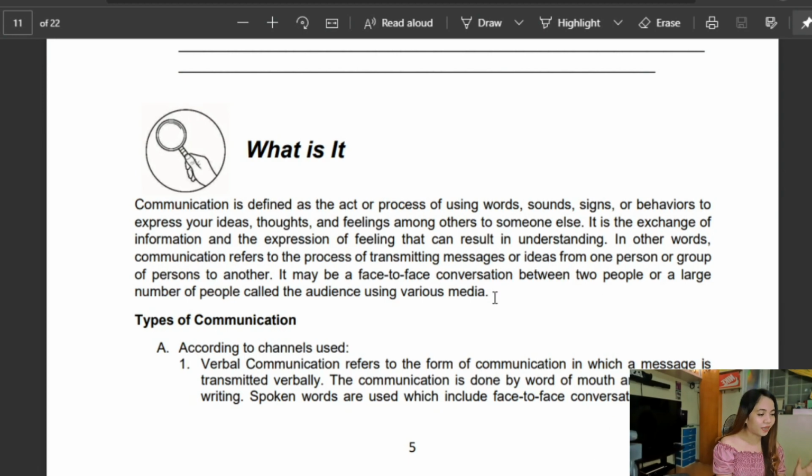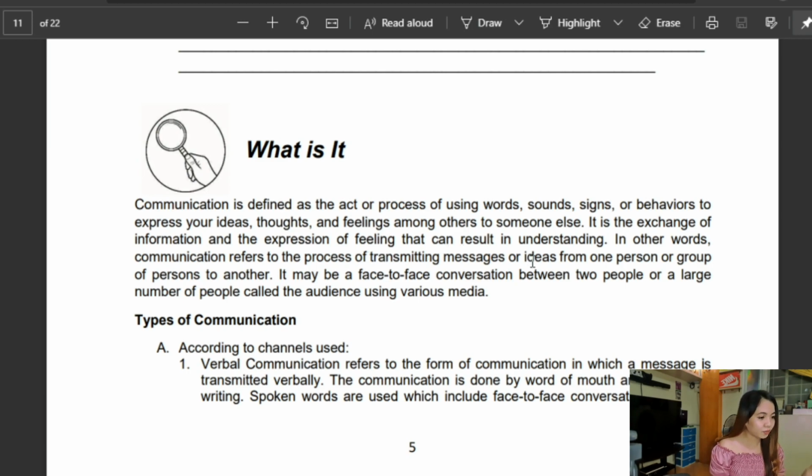Now we will begin our discussion on page 5 as I've told you. So we will start with the definition of communication. In this module, it is defined as the act or process of using words, sounds, signs, or behaviors to express your thoughts, ideas, and feelings, among others, to someone else. It is the exchange of information and the expression of feeling that can result in understanding.